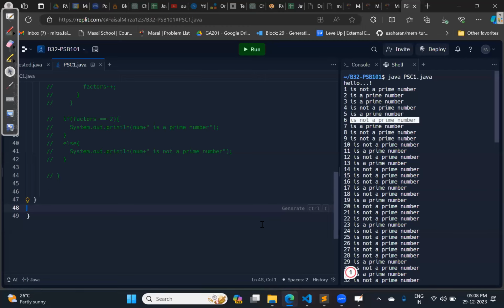So Rohit, don't use the else condition at that time. If you want only prime numbers, if you don't want to print non-primes, don't use the else condition.